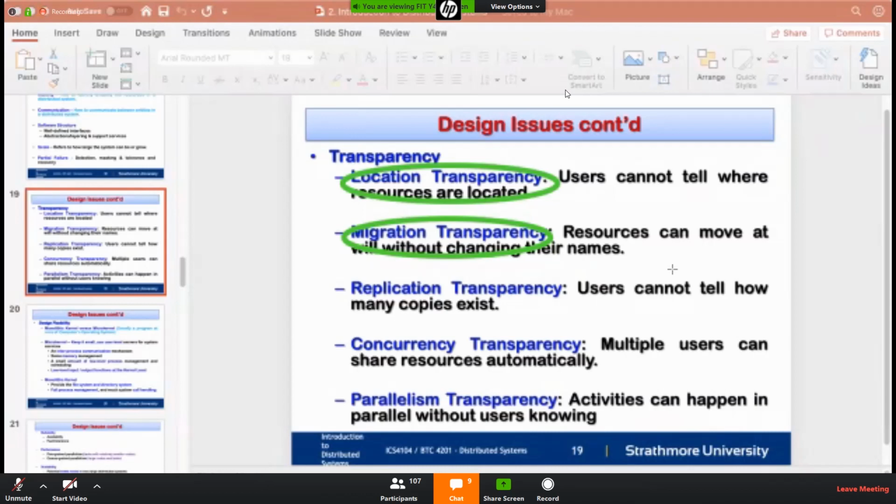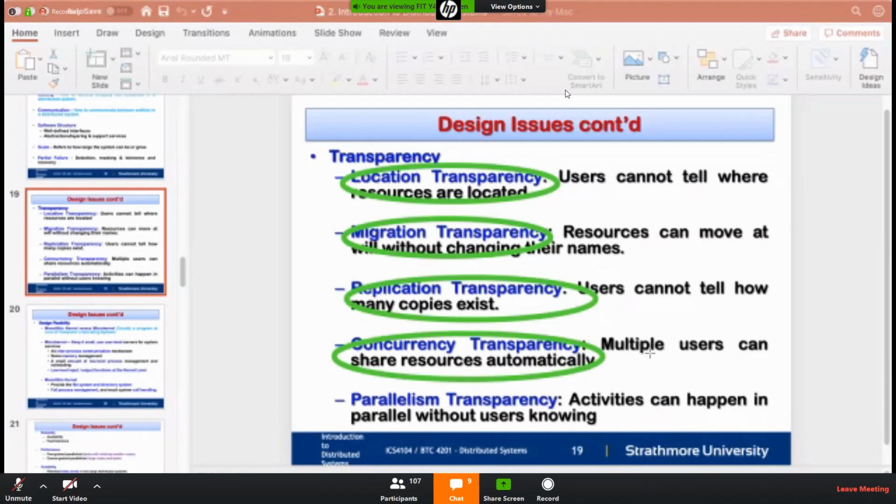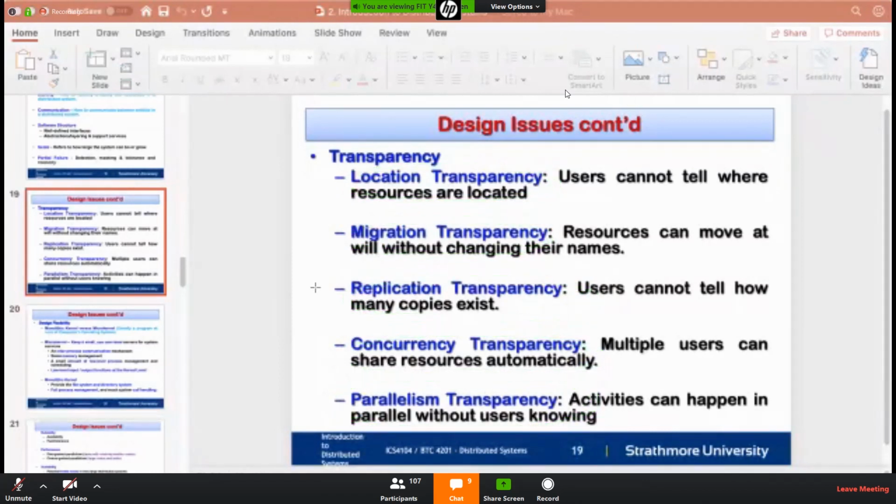Remember the naming. Replication: users cannot tell how many copies exist, and of course, as scalability is implemented, we will have multiple copies. Concurrency: multiple users can share resources automatically. I don't have to say now I want to use the resources, the software will handle that. Parallelism transparency: activities can happen in parallel without the users knowing. You don't want to know who is also using the system at this time. As long as you have the hardware and software not to degrade performance, then you have no problem. You don't have to worry about that.